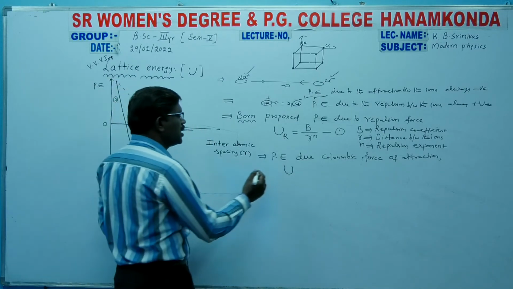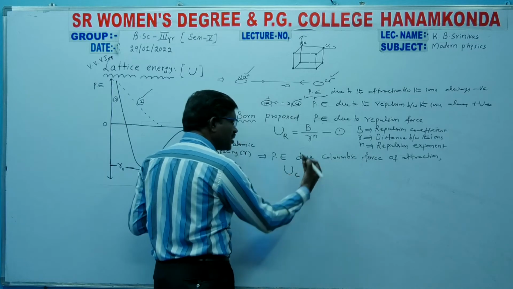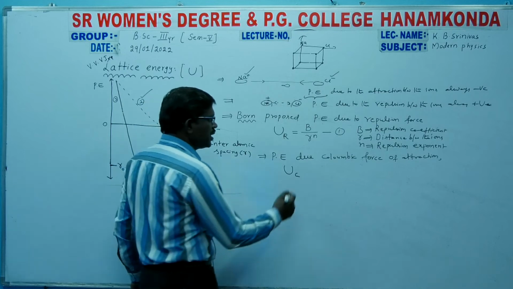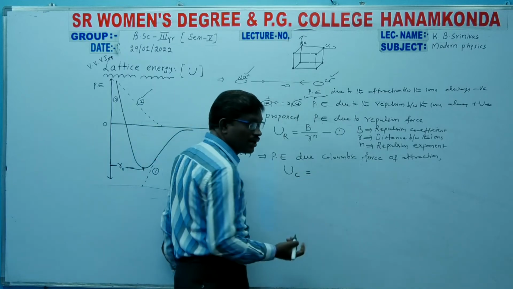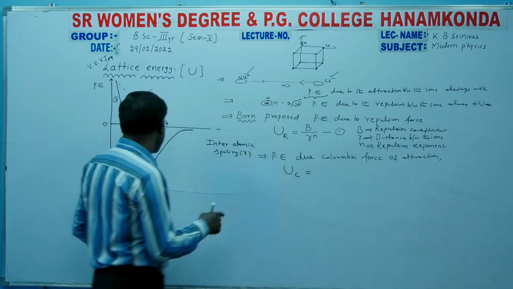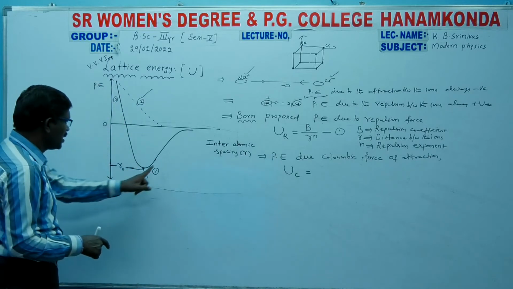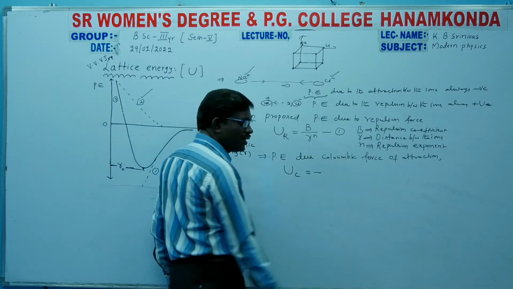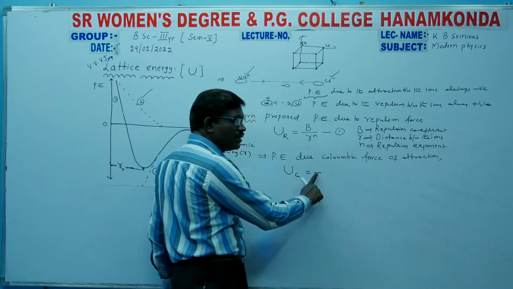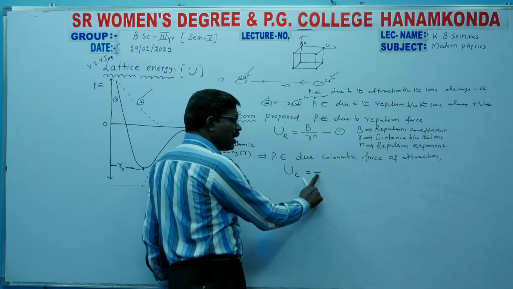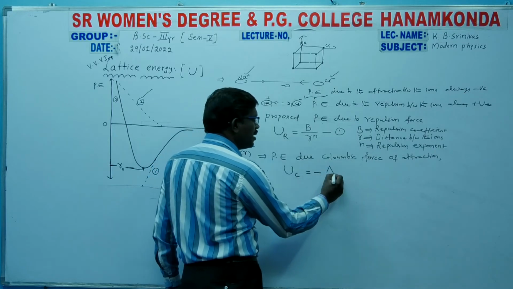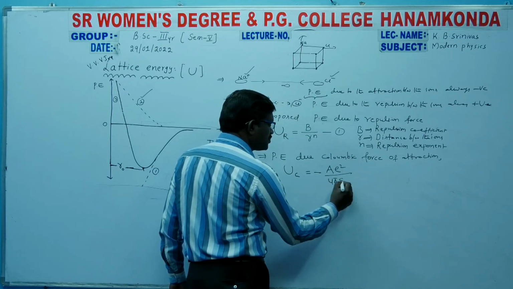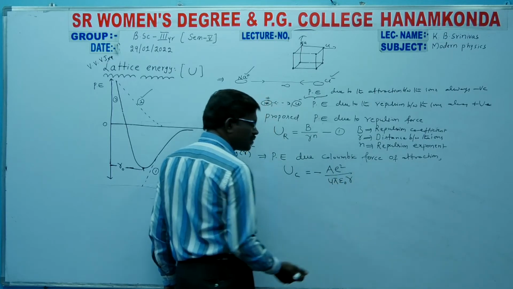But this is due to attraction force, Coulombic force of attraction. That is why here I am representing by UC. UC is equal to, and we have to remember always attraction force, attraction potential energy is always negative. So we have to consider the negative sign. This negative sign represents that this is energy due to attraction: minus A E square by 4 pi epsilon naught small r.